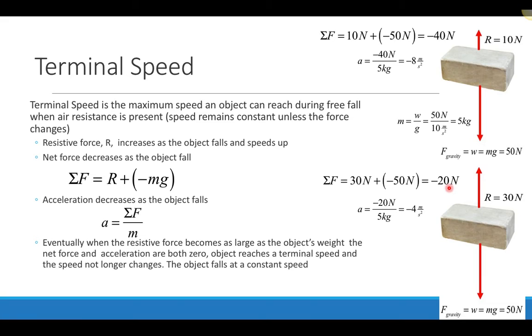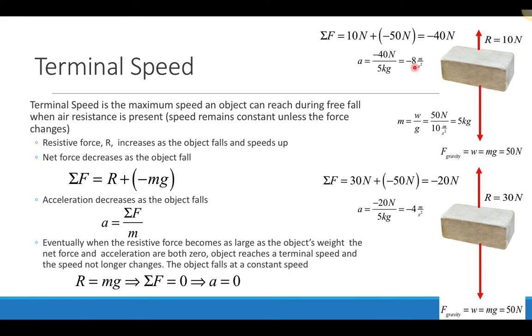Now you can imagine that as this brick continues to fall, I don't have any space on my picture, but this air resistance value will keep getting bigger and bigger, and eventually the air resistance will equal 50 newtons, or it will equal the weight of the block. And at that particular time, when the amount of air resistance is equal to the weight, the net force is going to equal 0, right? These two values are equal to each other. They're going to cancel each other out. If the net force is 0, that means the acceleration is 0.